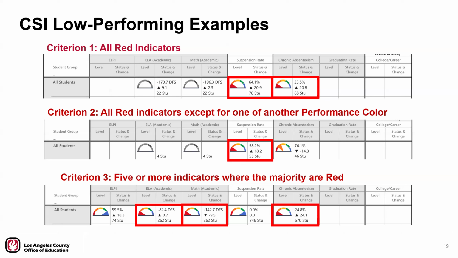But the way the rules work, if you had one red and the other one was not, then you would be included. But this could also be the case where you had 3 indicators that were red and one was a different color. And then in the final instance, you have to have a minimum of 5, with three of which, or the majority of which, are red. So that's how that third criterion may look.